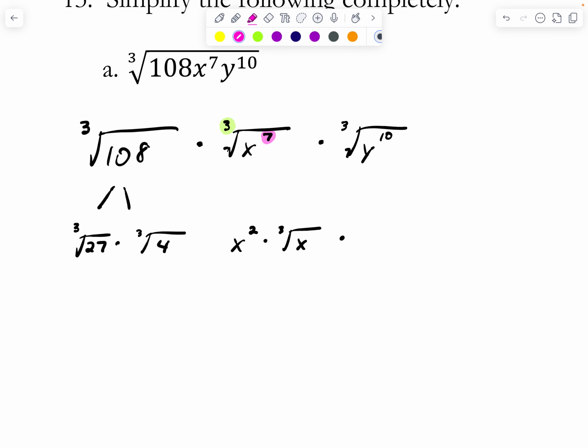Same thing here with the y. How many times does 3 go in to 10? It goes in 3 times, so y cubed. With how many left over? 3 times 3 is 9. So there's 1 left over on the inside.